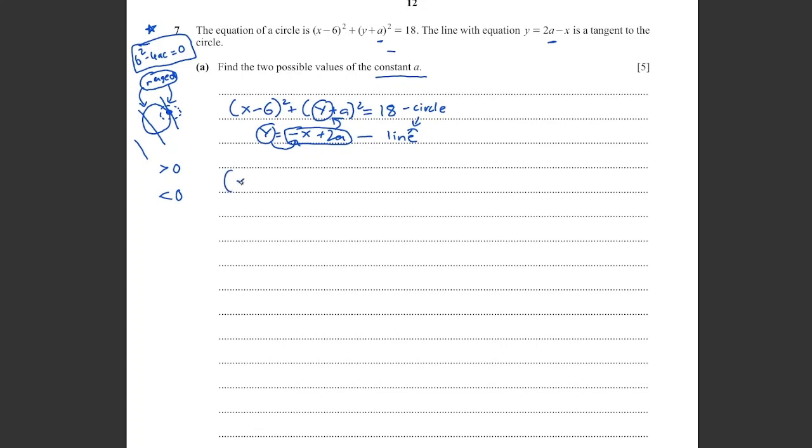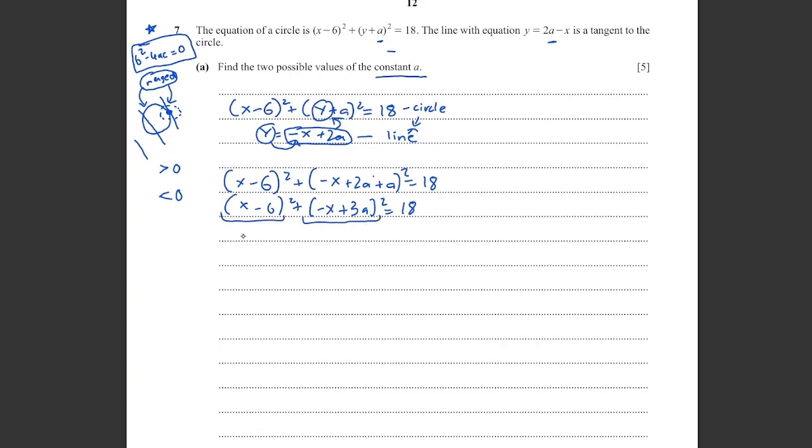So I'm basically going to have (x − 6) whole squared plus (−x + 2a + a) whole squared equals 18. And then what I can do is simplify this. So this is going to become this thing, and I'll have (x − 6) whole squared over here. And now I can expand these brackets out by using my identity.